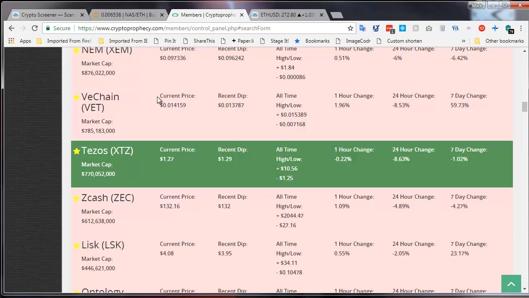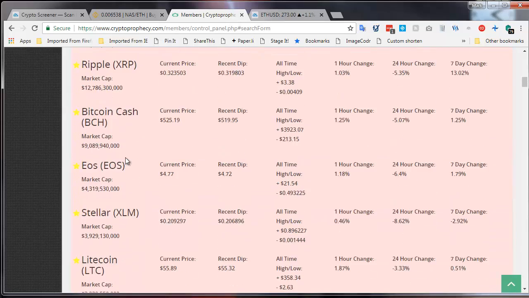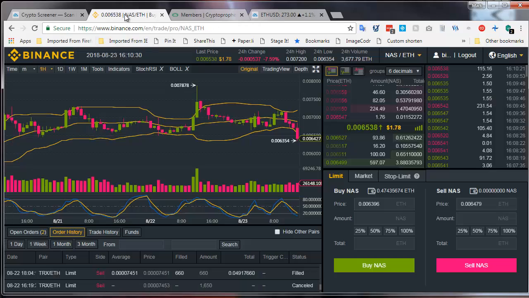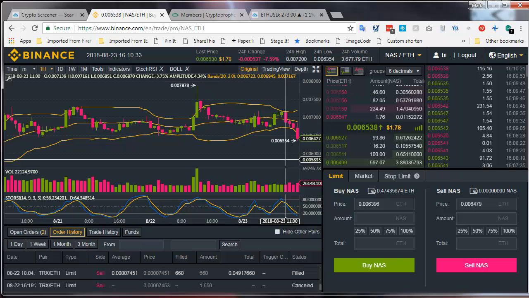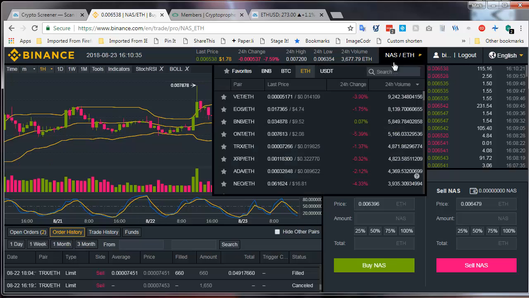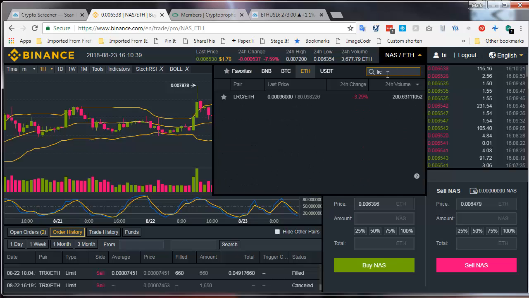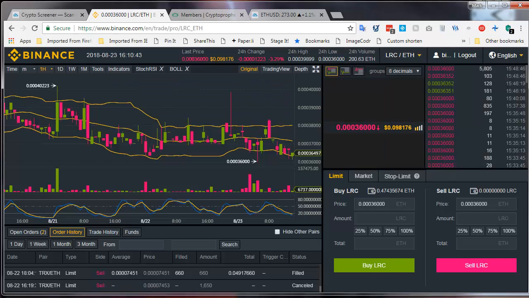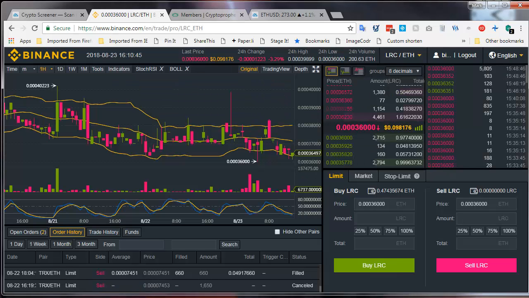But that's the model I will do. So I've got two choices. I can either just go and have a look and see where XTZ is, or I will actually go and have a look at LRC. So if we go along to Binance, it is the trading platform that I use. I'm looking at LRC compared to Ethereum, and what I should see, I've got exactly the same thing here. I've got it set up as a 1 hour chart.